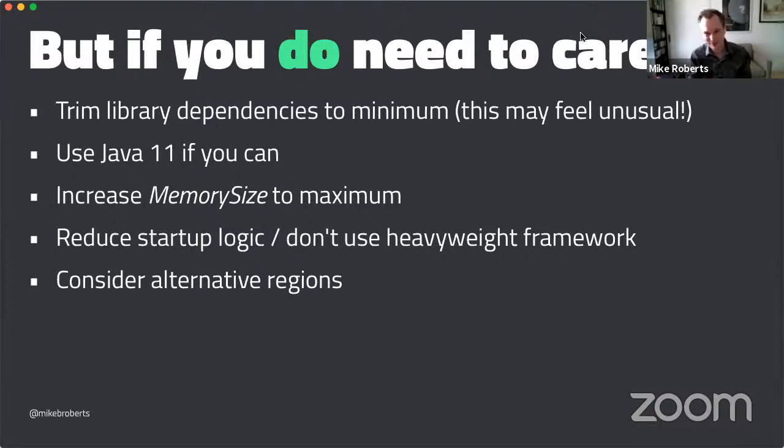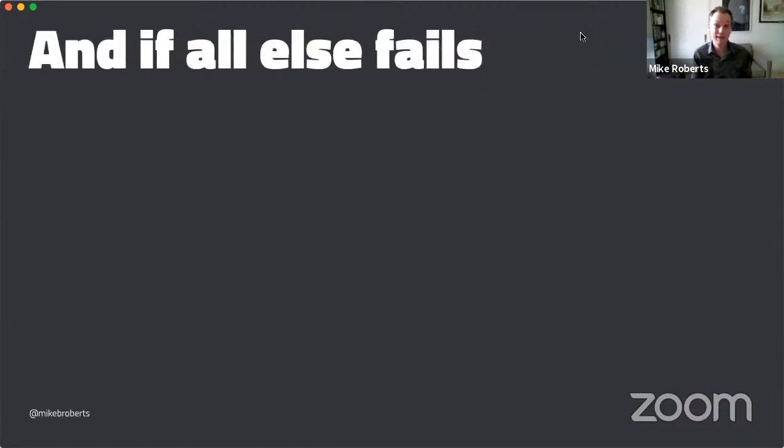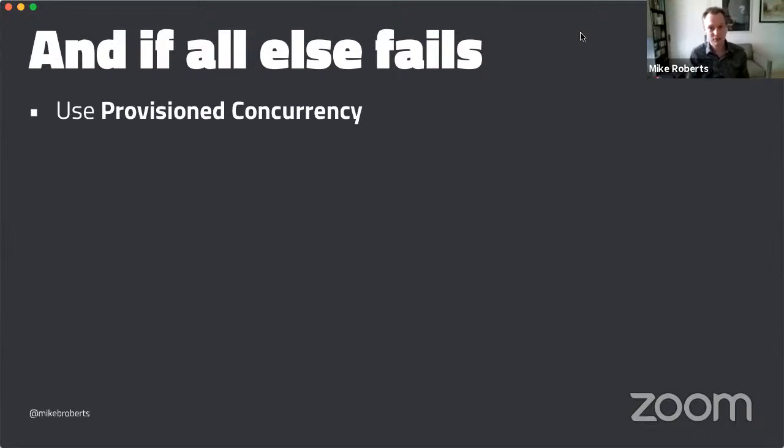But if all else fails, there's actually some escape hatches. And this is where you can bring out the big guns. If you feel like you can't live with cold starts, there are some big guns now that you can use. First of all, Lambda now has a feature called provisioned concurrency. What provisioned concurrency lets you do is say, hey, I always want to have at least n instances of my Lambda already started.